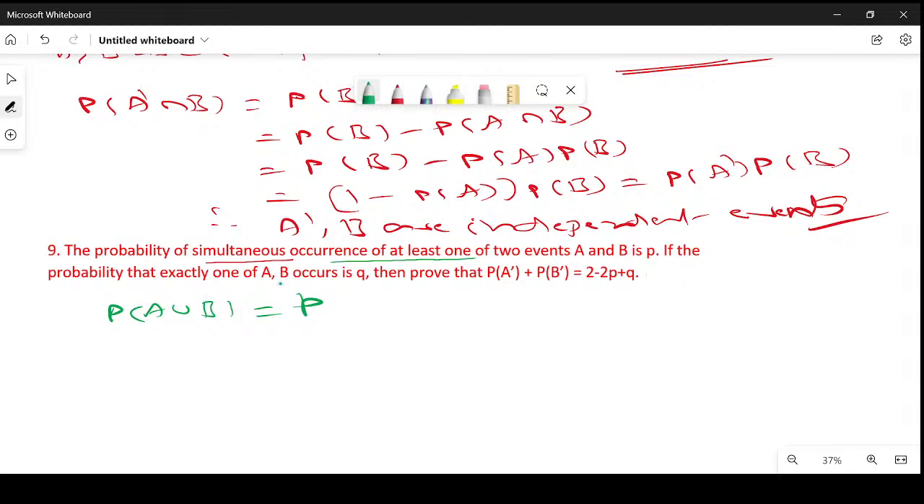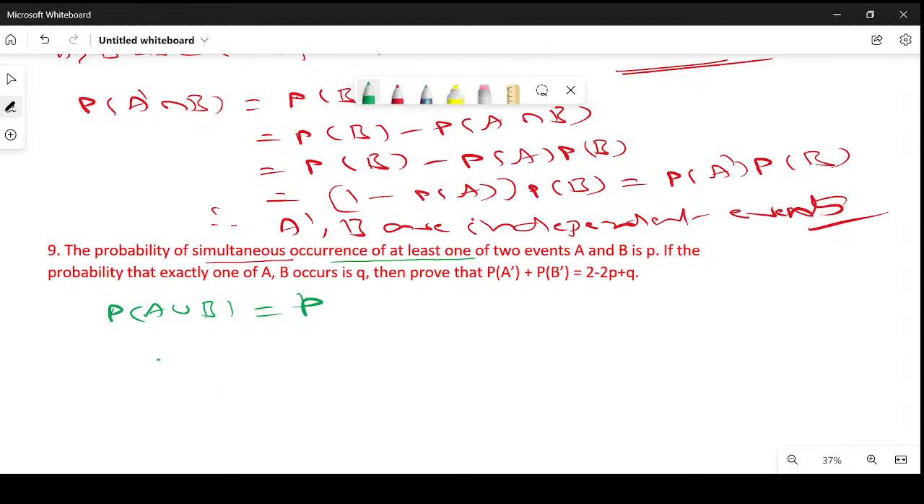And if the probability that exactly one of A, B occurs is Q. What do you mean by exactly one of A, B occurs? Only if A comes, B doesn't come, or B comes, A doesn't come. Like that, exactly one of A, B occurs, they are given.